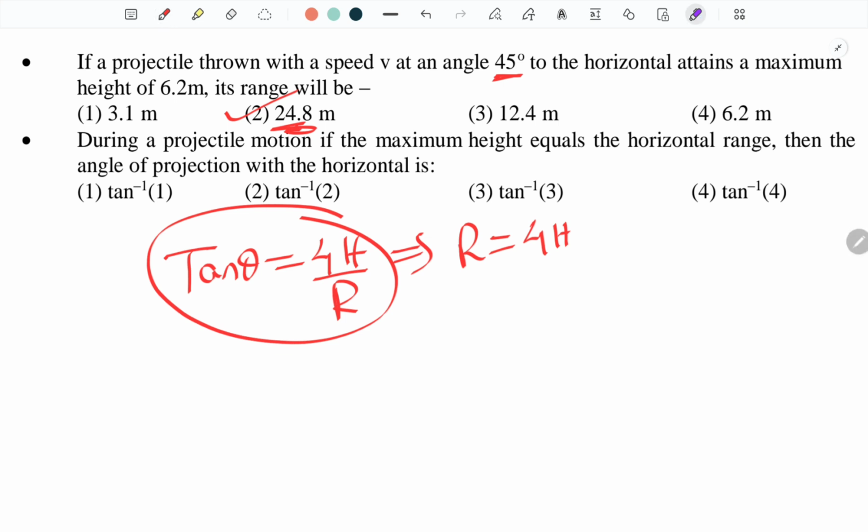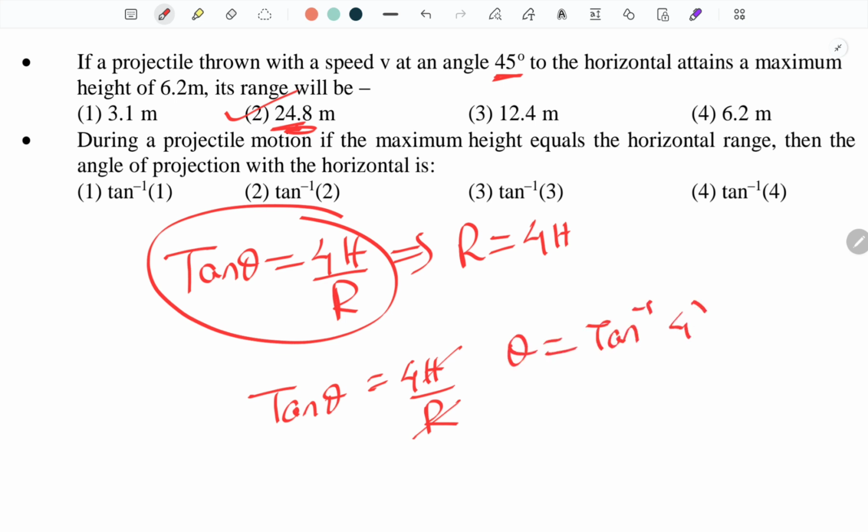During a projectile motion, if maximum height h max is equal to the horizontal range r max, then the angle of projection with the horizontal will be? Obviously, just now we have this formula, tan theta is equal to 4h by r. Here he is saying h and r both are equal, so we get theta is equal to tan inverse of 4. That will be the answer to this question. Theta equals tan inverse of 4.